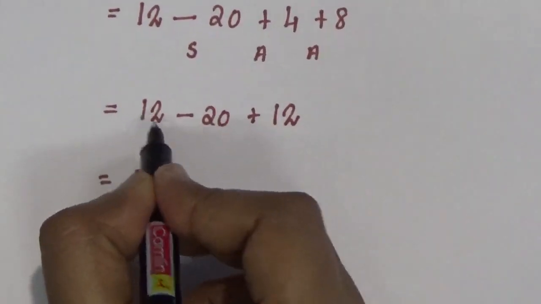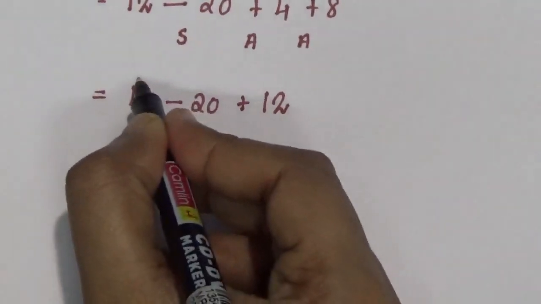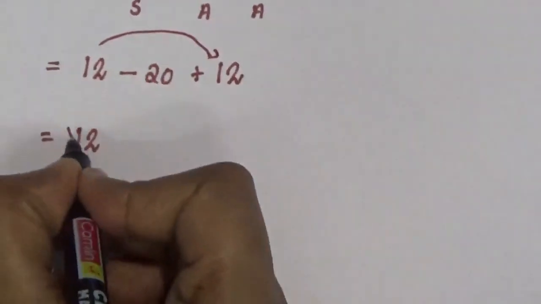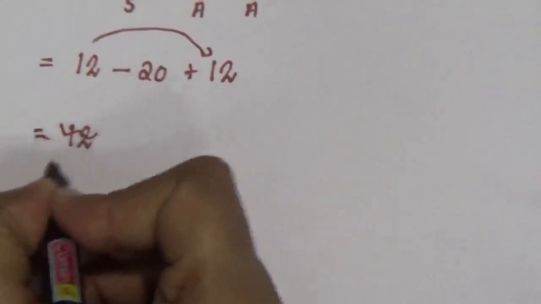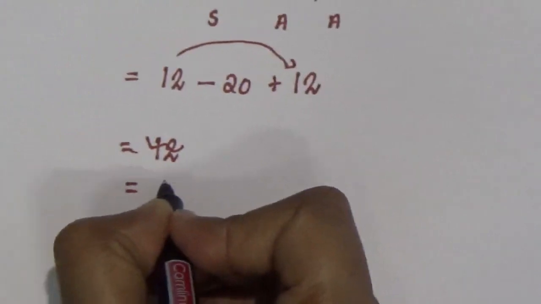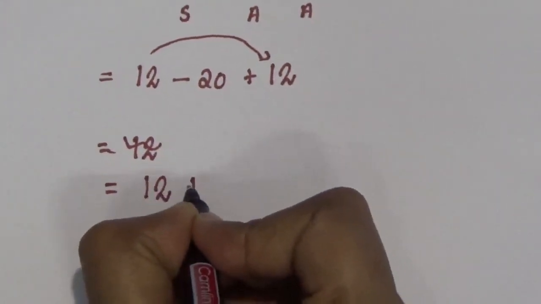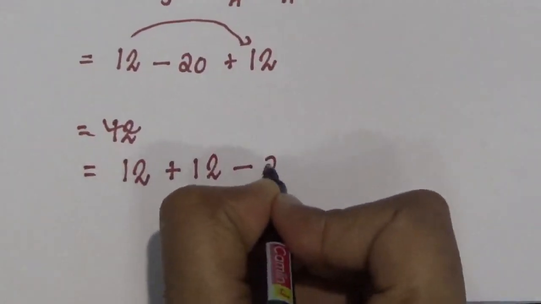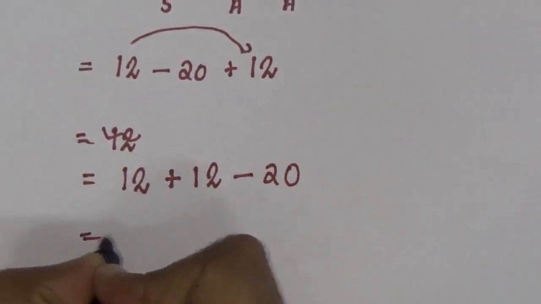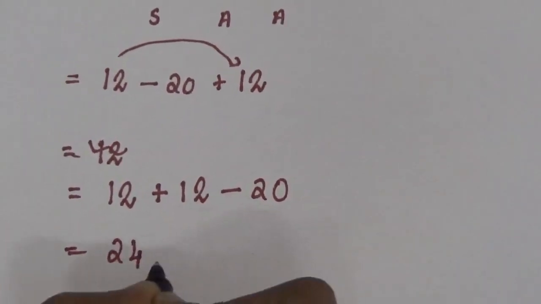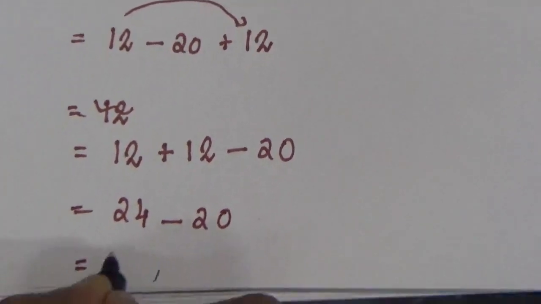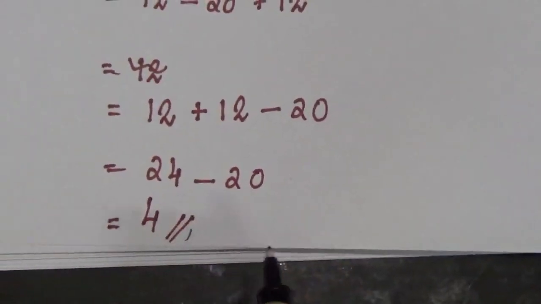Or otherwise you can do the operation addition first. So you can see that 12 plus 12. What is 12 plus 12? Or otherwise you can just rearrange: first you write plus, then minus. So 12 plus 12 is 24. Last is minus 20. So 24 minus 20 is 4. So the answer is 4.